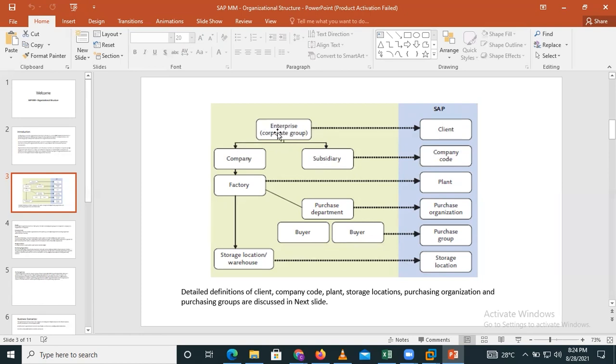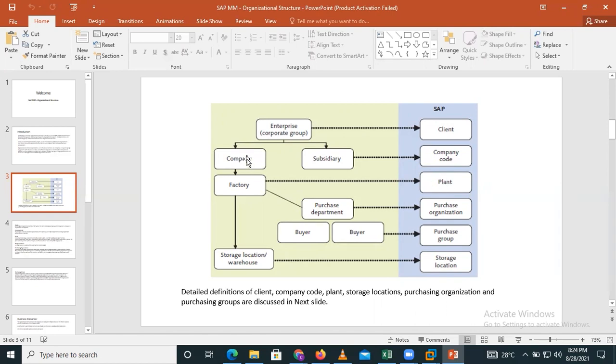Or else, if I want a separate implementation for Reliance Pharmaceutical, then Reliance Pharmaceutical will be the client for me. Under Reliance Pharmaceuticals, I have subsidiaries, meaning Reliance Pharmaceutical India and Reliance Pharmaceutical Japan. So Reliance Pharmaceutical India is one company code for me, and Reliance Pharmaceutical Japan will be another company code. Now, the plant. What is a plant, we are going to discuss.